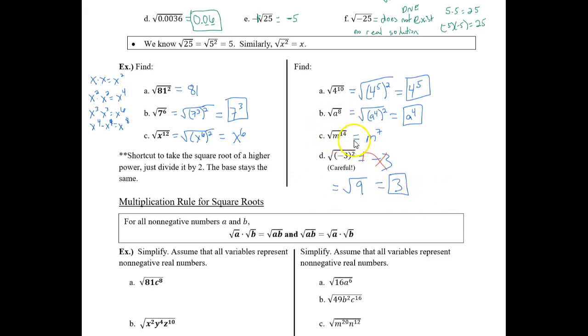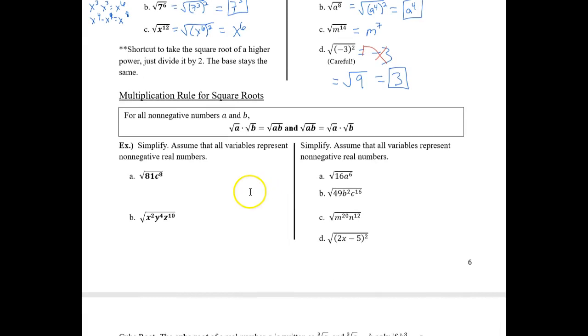So when I say that they kind of undo each other, again, it's only for if that value is a non-negative real number. If it's negative, you have to evaluate it first and then simplify the result. Okay? Let's look at a couple more. Now I'm throwing in coefficients and variables.